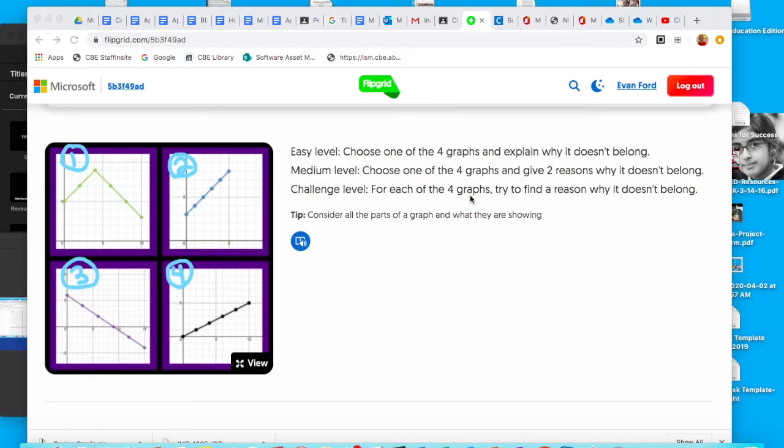Finally, the challenge level asks that for each of the four graphs, try and find at least one reason why it doesn't belong. This challenge level gives us a hint for answering the first two levels if we choose to. The fact that we can answer the question by finding reasons why any of the graphs don't belong suggests that there are things that are different about each graph and that there is no one right answer. So what we're going to do is take a look at each graph individually, and we're going to see how you could have answered using information from any of these graphs.